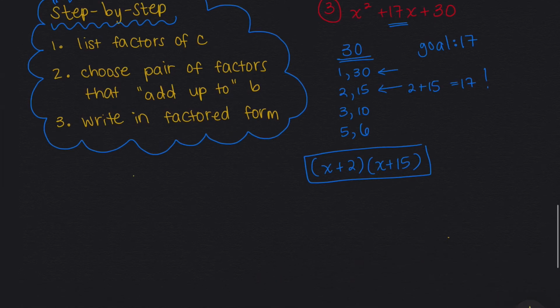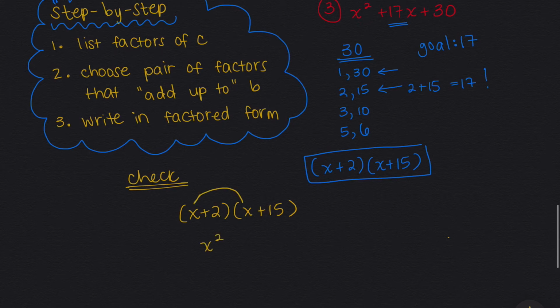Once more, being the good mathematicians that we are, we'll check our work. And we'll check by distributing or foiling or expanding. Remember, all of those are synonyms. We have x times x, that gives us x squared. Then x times 15, that's a positive 15x. Now 2 times x, that's plus 2x, and 2 times 15, that's plus 30.